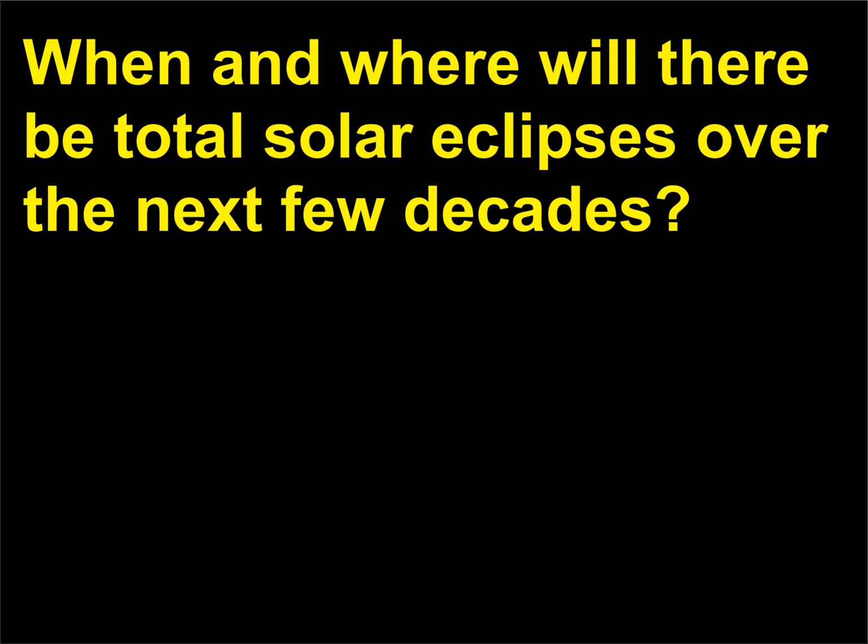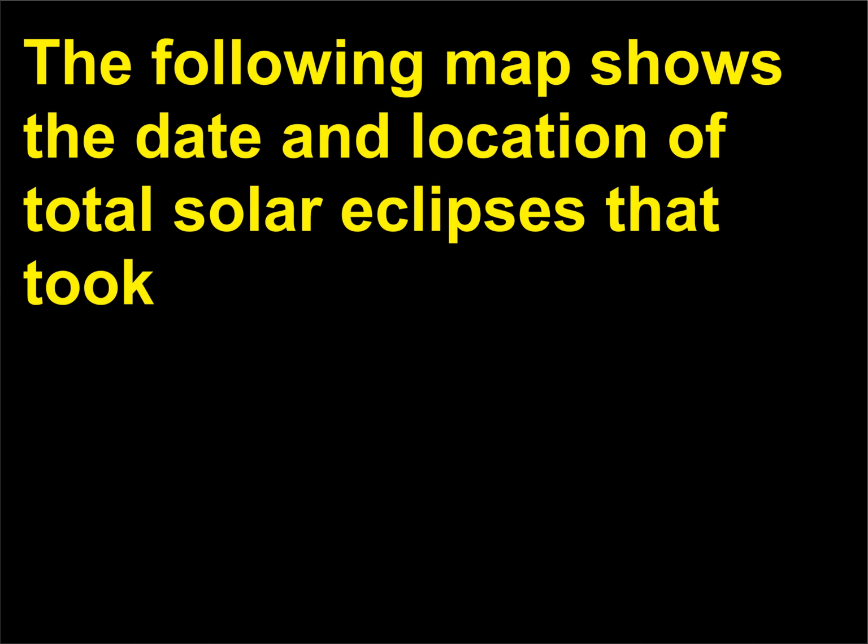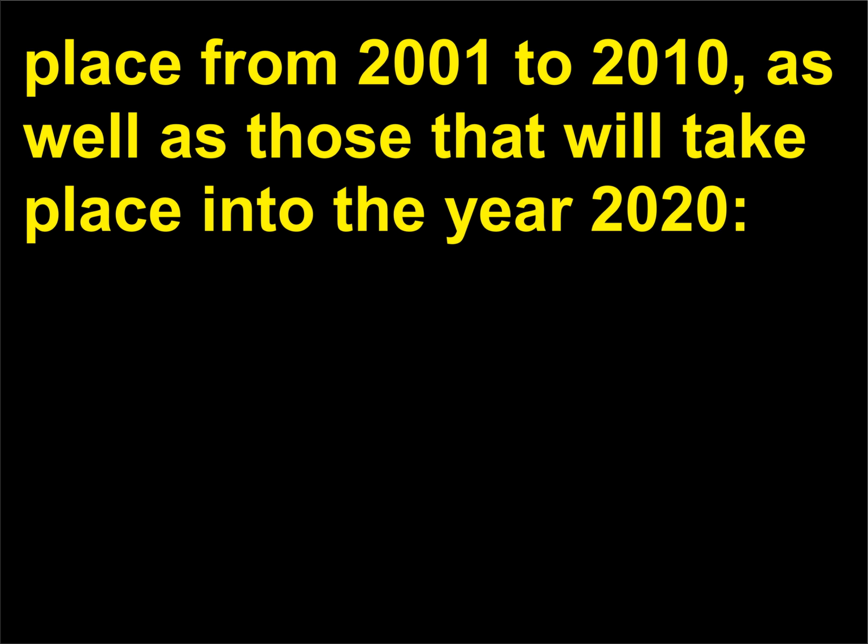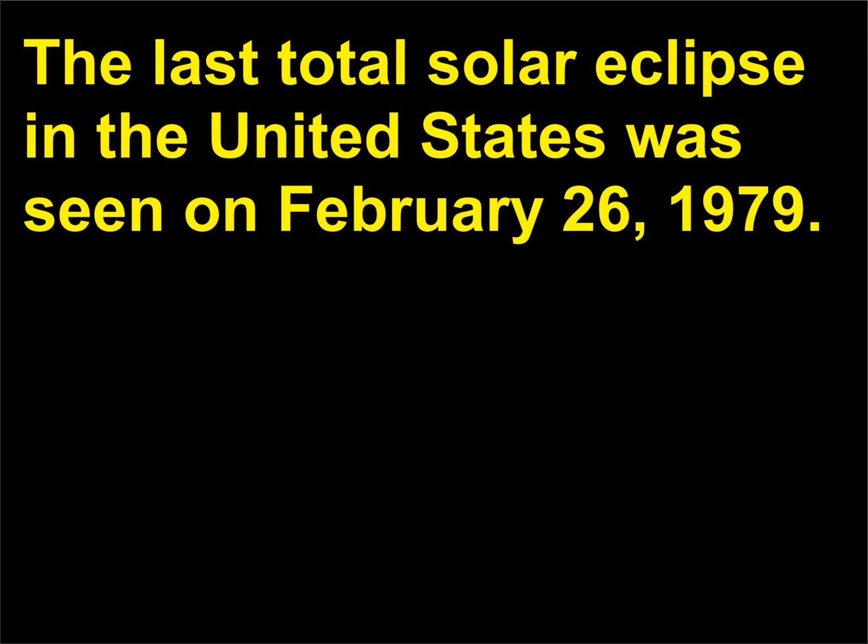When and where will there be total solar eclipses over the next few decades? The following map shows the date and location of total solar eclipses that took place from 2001 to 2010, as well as those that will take place into the year 2020. The last total solar eclipse in the United States was seen on February 26, 1979.